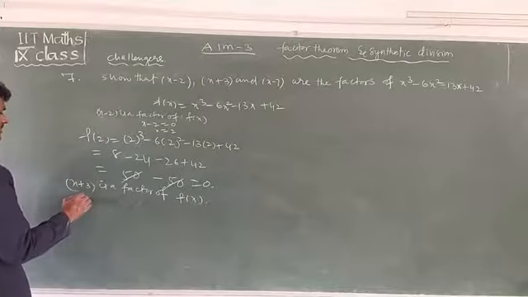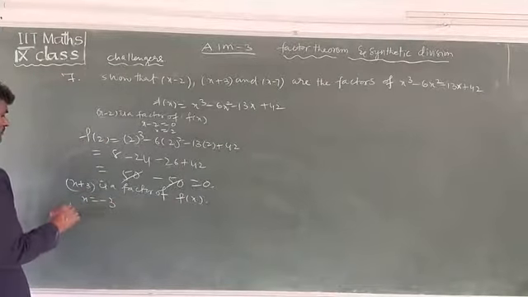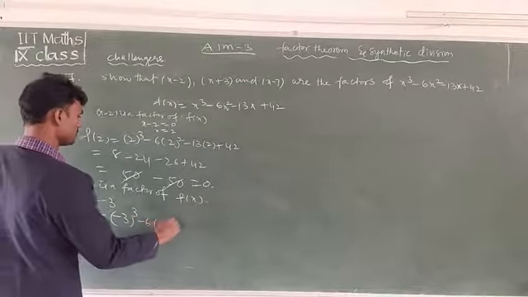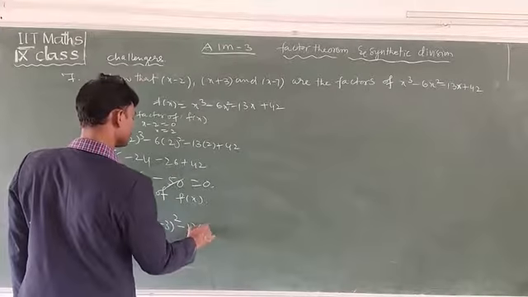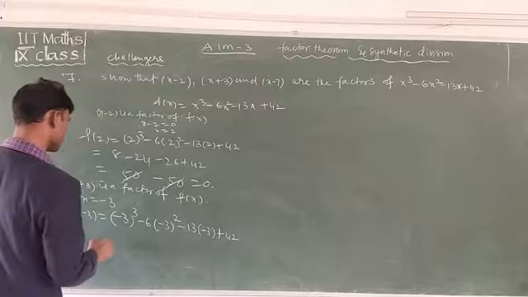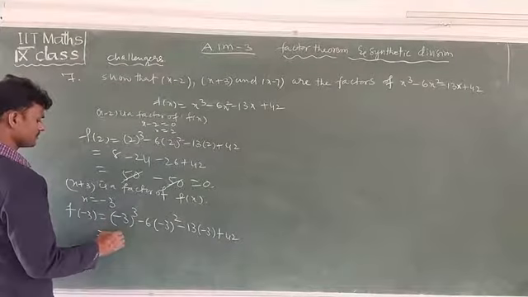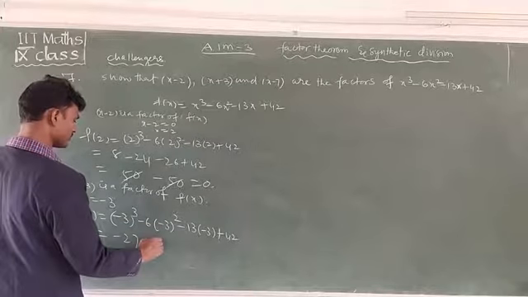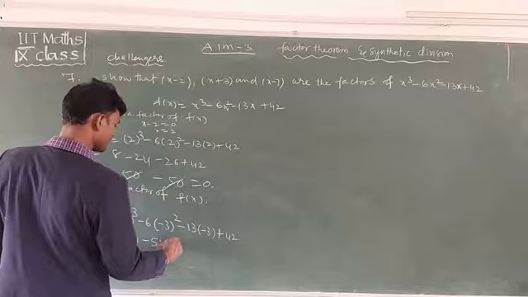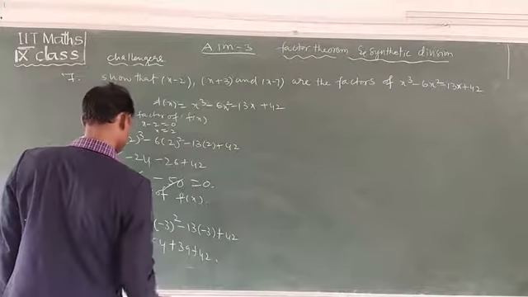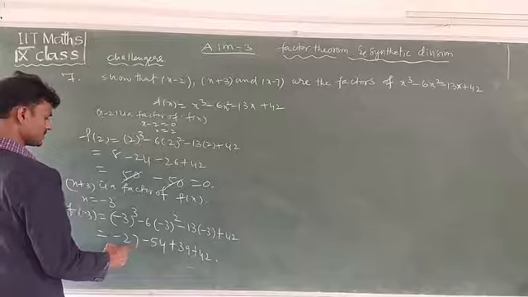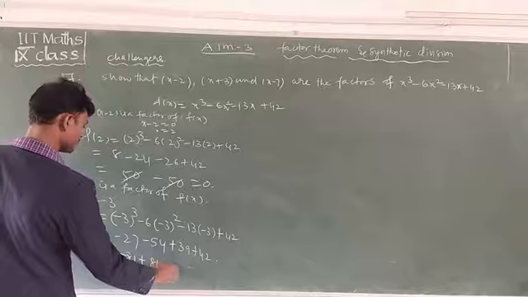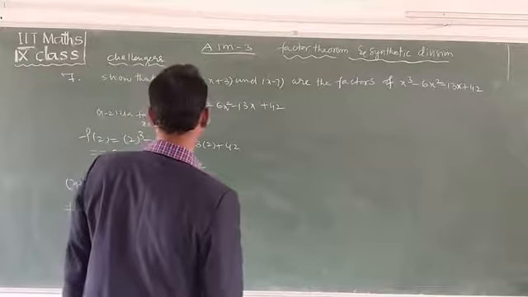See here, then x is equal to minus 3, so instead of x you can write minus 3. Then minus 3 cube minus 6 into minus 3 square minus 13 into minus 3 plus 42. Then 3 cube is minus 27 and 3 square is 9, 9 6s are 54. 13 into 3 is 39, plus 42. Now this is 81 minus 81 plus this is also 81, equal to 0. Now x plus 3 is a factor.